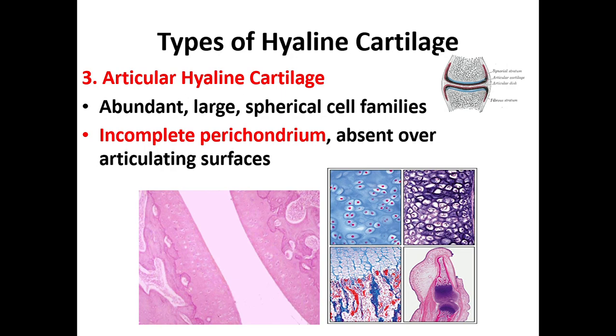Then we have the third type of hyaline cartilage, the articular hyaline cartilage. This is mostly found in long bones of the body where joints meet. The articular hyaline cartilage has the same characteristics as the adult hyaline cartilage. The only difference is that they have an incomplete perichondrium, or the perichondrium is absent over the articulating surfaces.